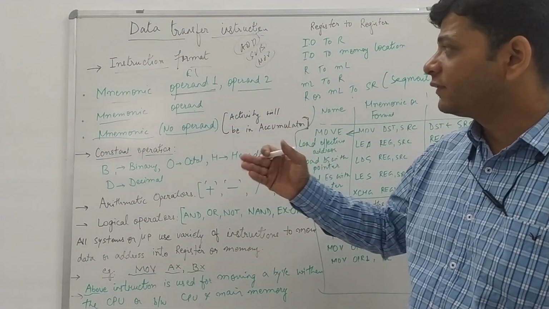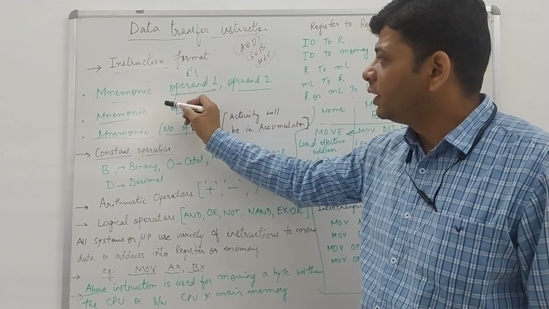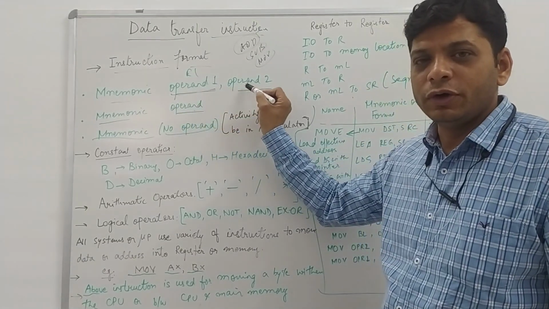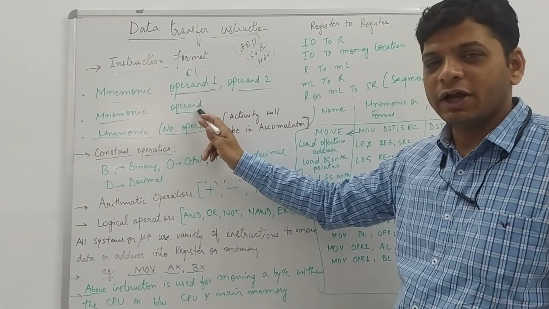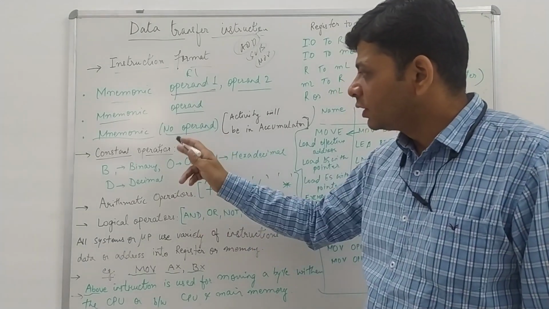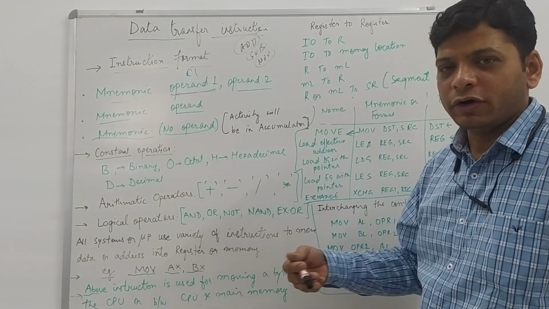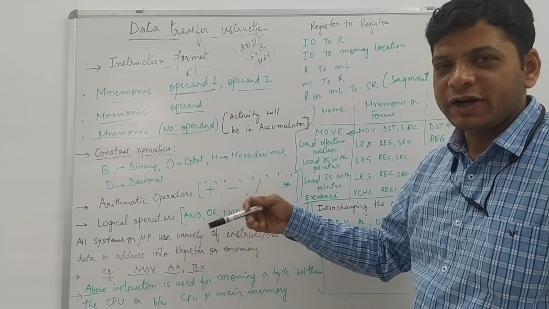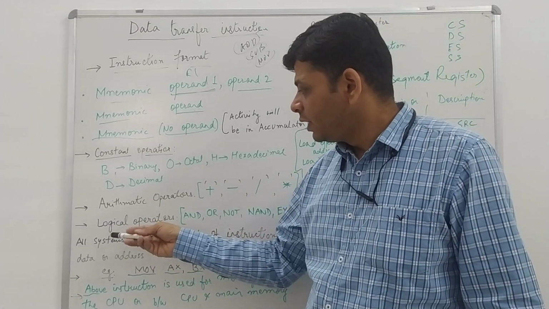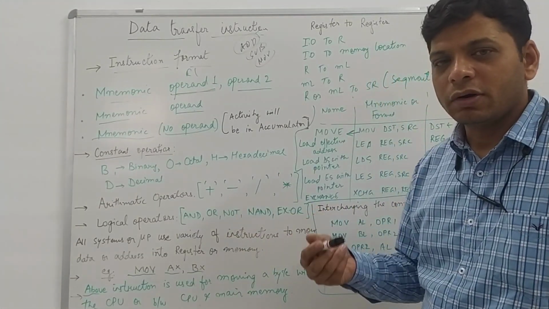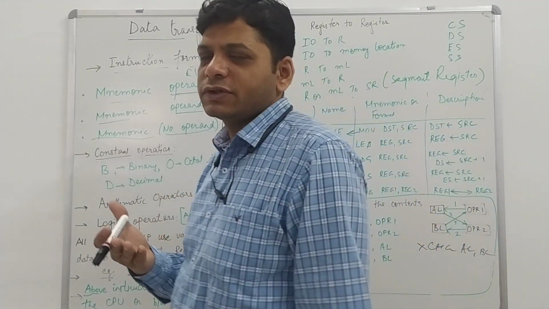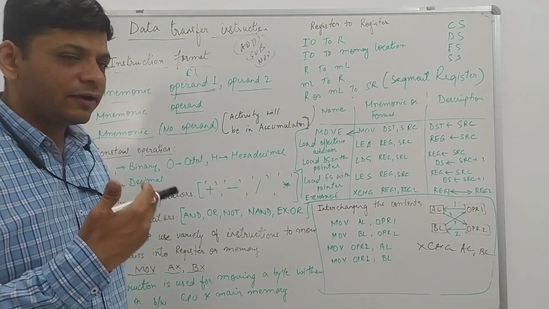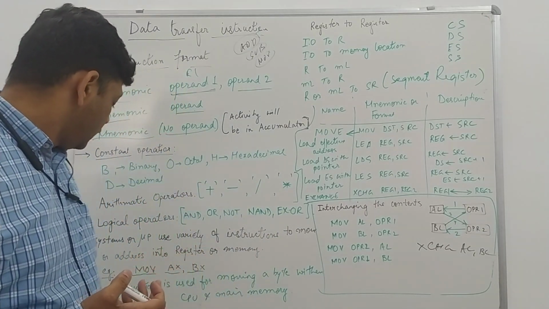In which we have discussed the instruction format: the mnemonic, operand 1, operand 2. Two operands can be there, one operand can be there, or no operand can be there. The constant operators: binary, octal, hexadecimal, decimal. Here we have the arithmetic operators: addition, subtraction, division, multiplication, and the logical operators like AND, OR, NOT, XOR, and other logical operations like NOR, XNOR, NOT gate, right?